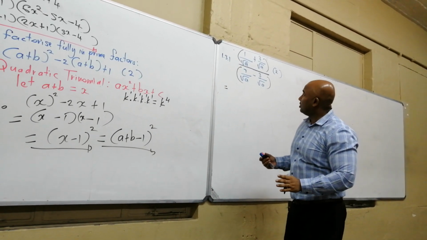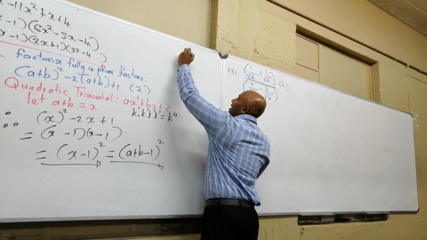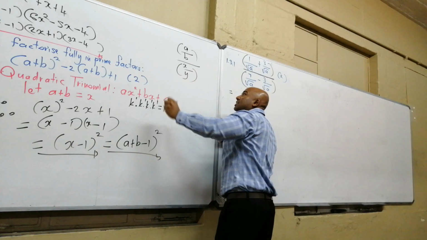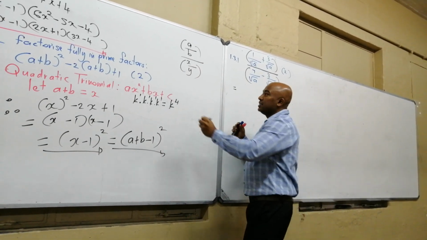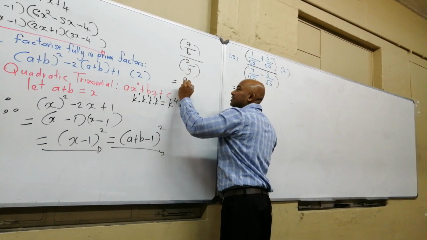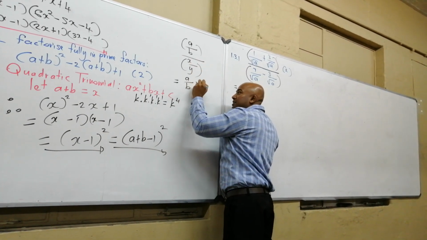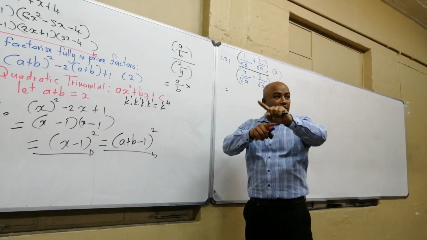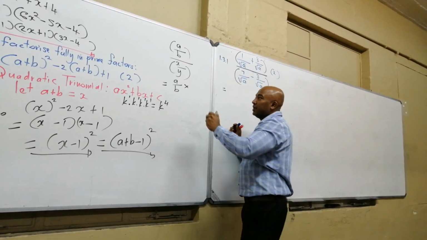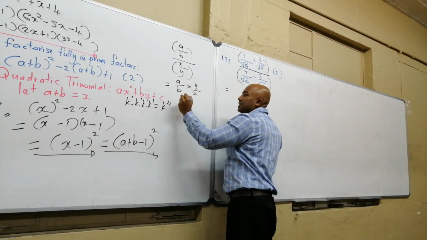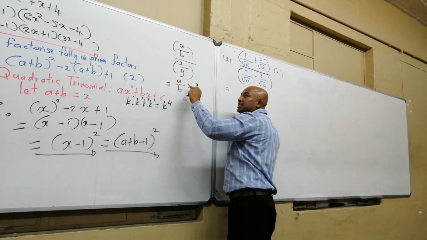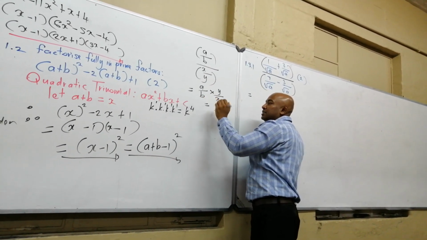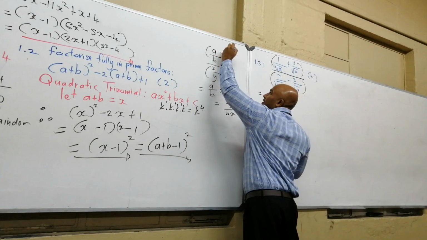So if I have something like a over b divided by x over y, if I have a fraction divided by a fraction, what I do is I copy down the top fraction. This division will change to multiplication, and then the bottom fraction, you swap numerator and denominator. So that will become y over x, and then you now have a fraction multiplied by a fraction. So it's numerator times numerator, denominator times denominator.